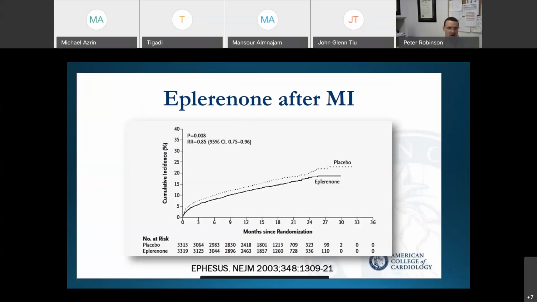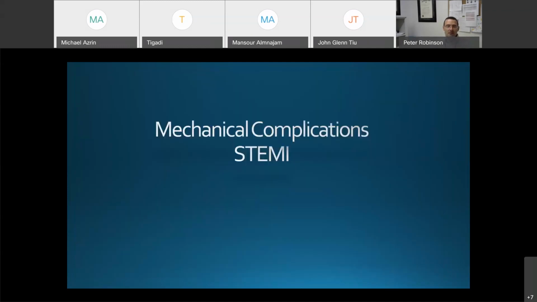So we talk about eplerenone. The Ephesus trial showed the cumulative incidence of the endpoint being reduced with eplerenone, and so it's something to think about whether or not you add this on prior to maximizing your ACE inhibitor. A or B is debatable, but it's something to think about to add on. And I'll leave it at that. Again, all of these issues, we could dive into more detail if we have more time. I'm trying to paint broad brushstrokes and raise issues that you can think about and look into more.